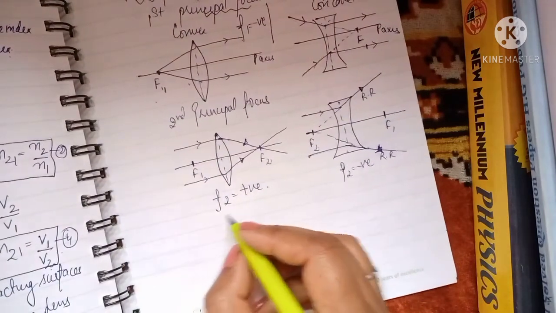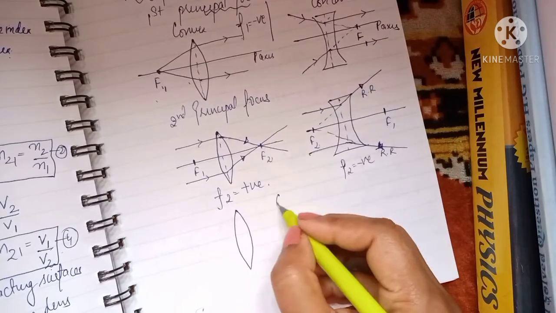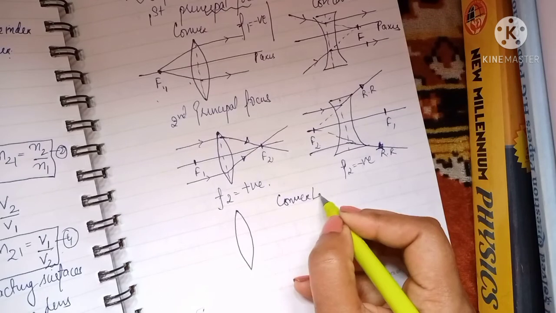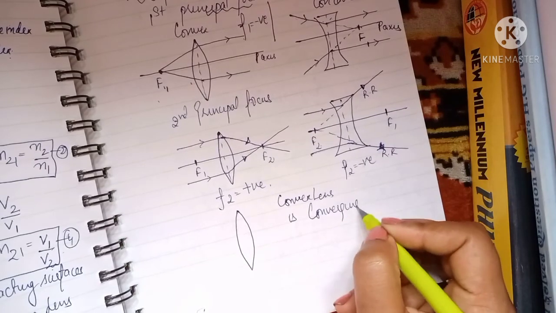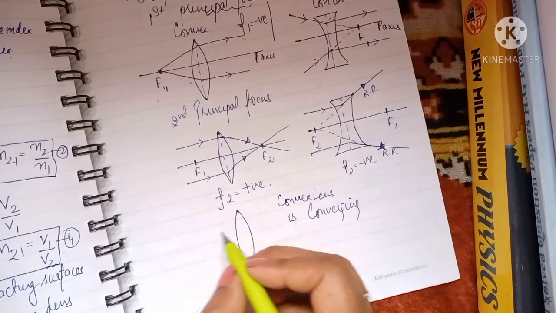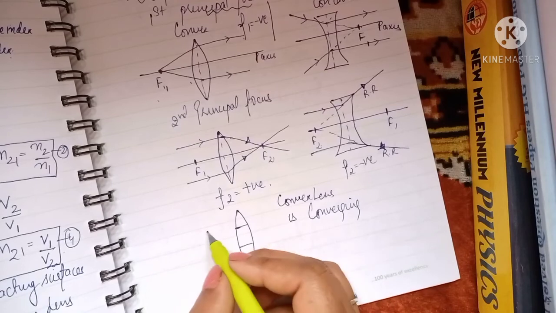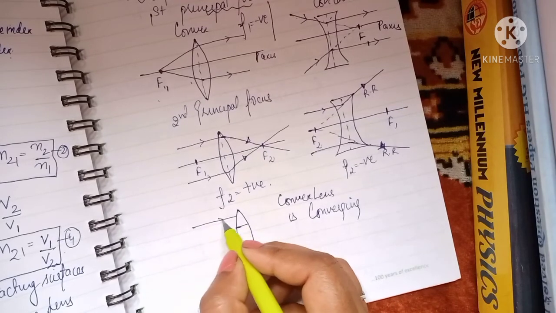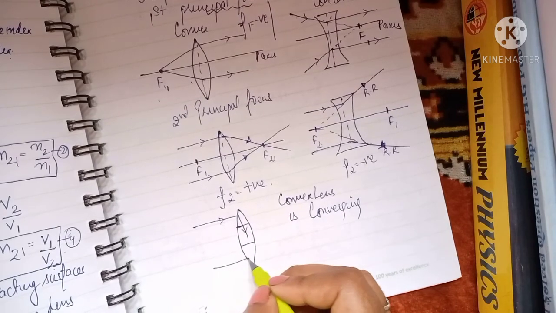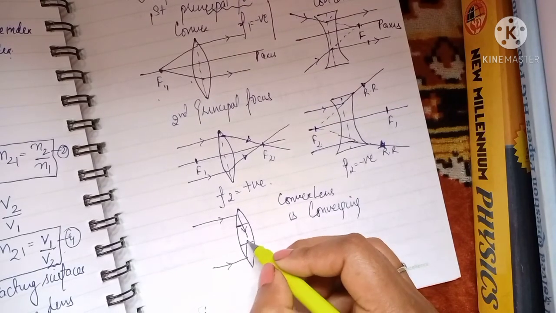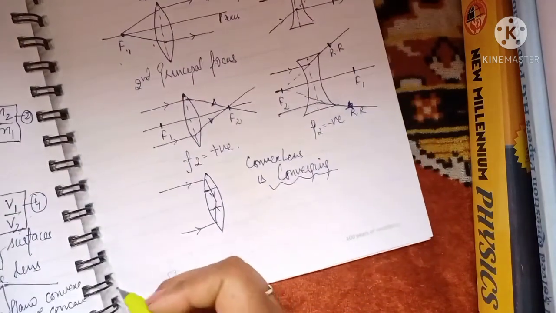Now one thing you have to remember, that convex lens, this is your convex lens. Convex lens is always converging in nature. Converging means that when we cut the lens into three pieces, let's say the light is incident from here, it tries to bend inside. Similarly, in this case, the light will try to bend inside. So that's why the term converging is used for it.